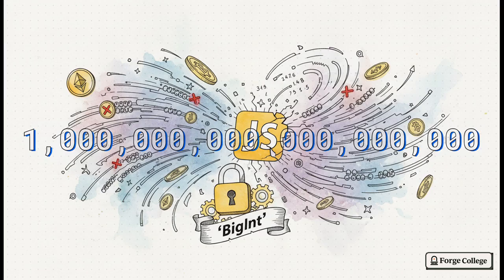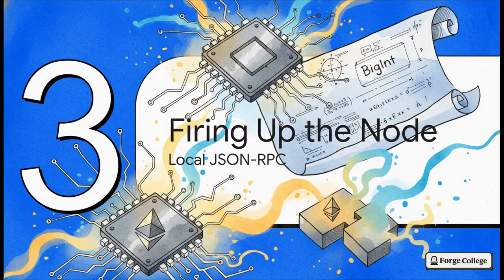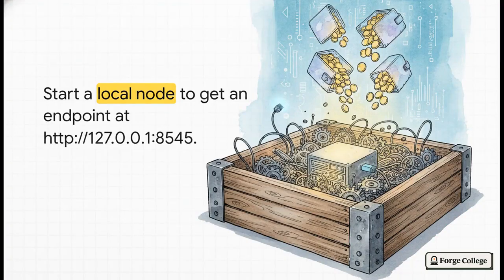So always use BigInt. All right, Section 3: firing up the node, local JSON RPC. We have our files ready, our blueprint is drawn, and our BigInt math is locked in. Now we turn on our local test environment. By simply running the command npx hardhat node in your terminal, the magic happens.